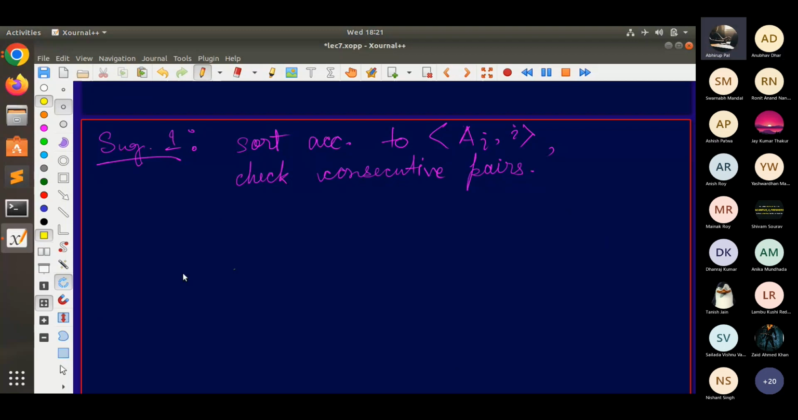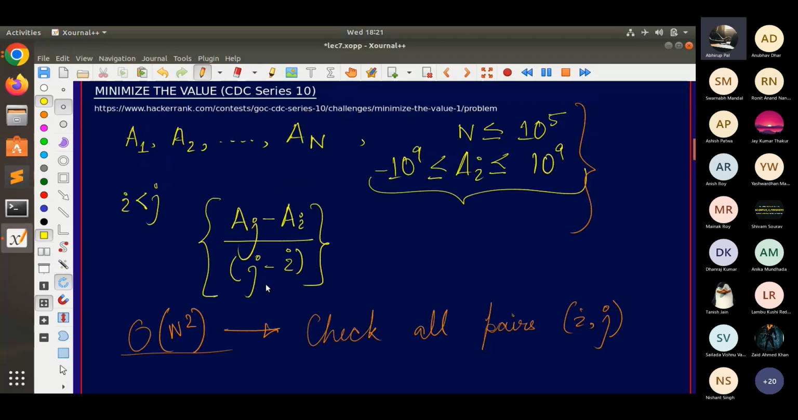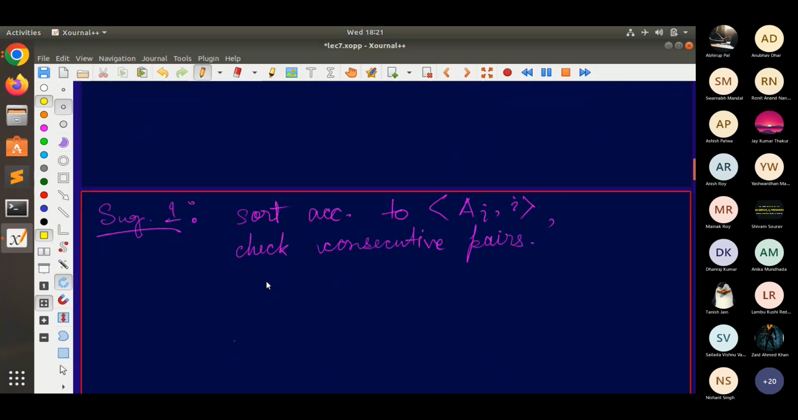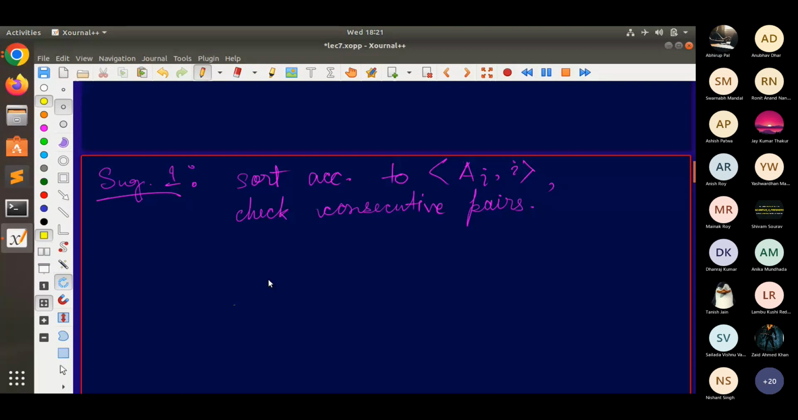Why should we check for consecutive pairs? Because we need to minimize AJ minus AI as well. So we should just assign AJ to the minimum possible value in the array and AI to the maximum possible value in the array. Then maybe the solution may be correct. Why should we check for consecutive?